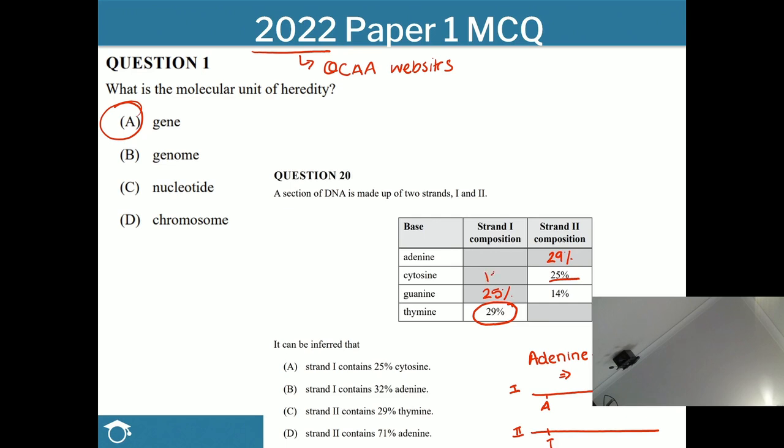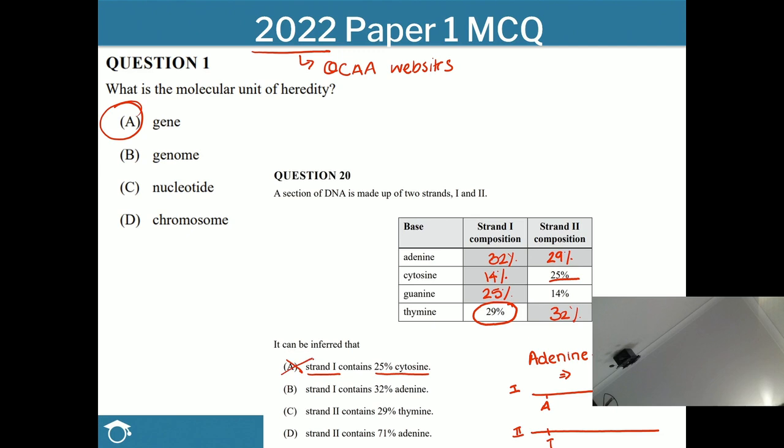14% of cytosine on strand 2 corresponds with 14% of guanine on strand 1. Therefore, to find out the remaining, you just have to take all of those numbers away from 100. So 100 minus 29 minus 25 minus 14 is 32%. So it can be inferred that strand 1 contains 25% cytosine.